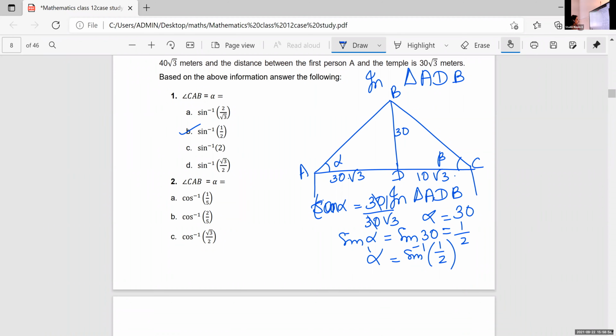Again, in terms of cos, you have to find the same thing. What will be cos alpha? Yes, Aryan, what is the answer? Cos alpha?